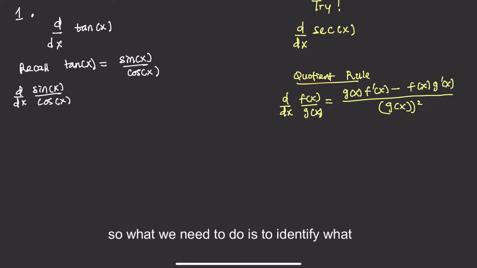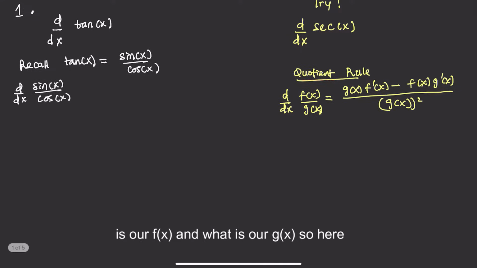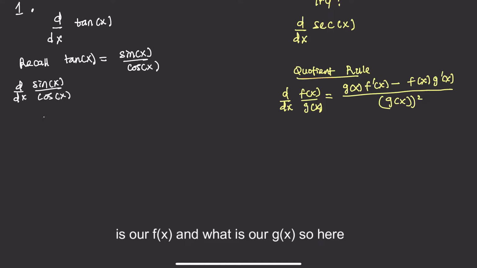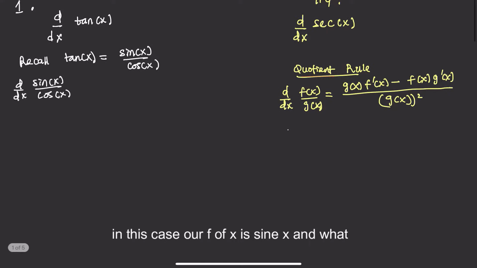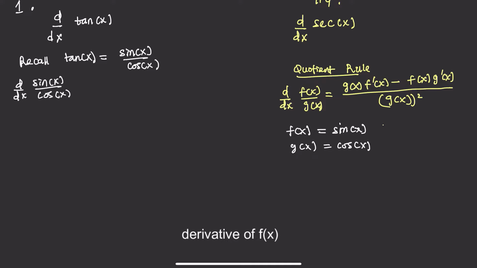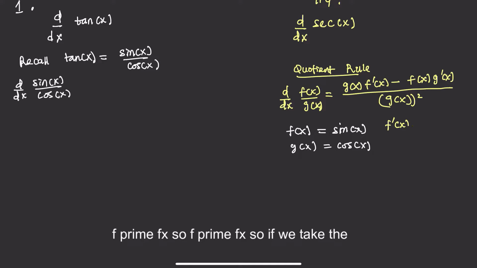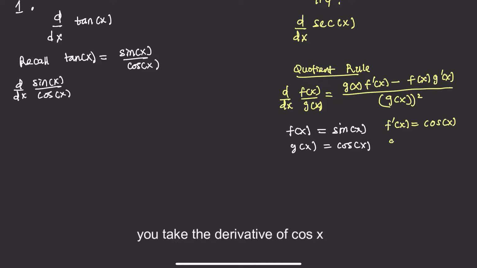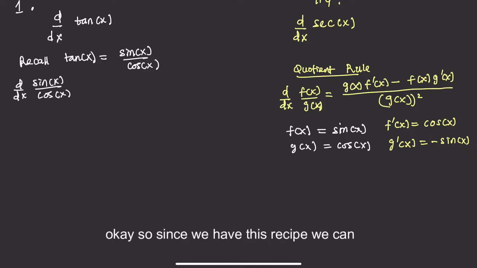Alright. So what we need to do is identify what our f of x is and what our g of x is. Here in this case, our f of x is sine x, and our g of x is cos x. The next thing we want to do is find the derivative of f of x, f prime of x. If we take the derivative of sine x, we're going to have cos x. And if you take the derivative of g of x, cos x, you're going to have negative sine x.